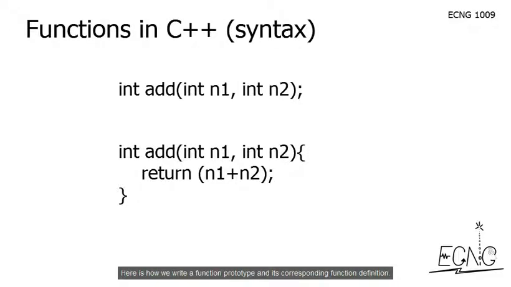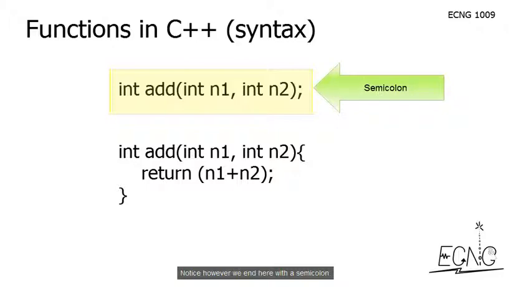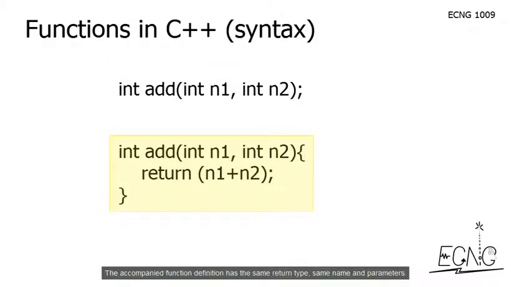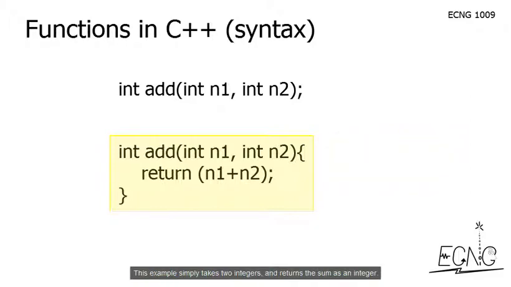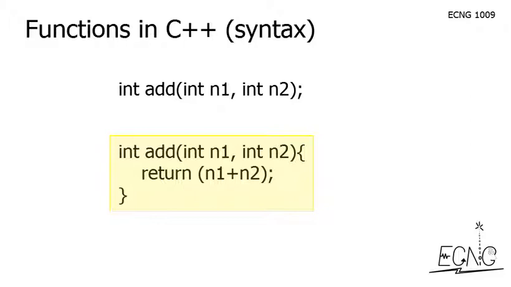Here is how we write a function prototype and its corresponding function definition. The prototype, as before, has a return type, the function's name and any parameters taken. Notice however we end here with a semicolon. The accompanied function definition has the same return type, same name and parameters. However, here we use braces to define our desired actions. This example simply takes two integers and returns the sum as an integer.